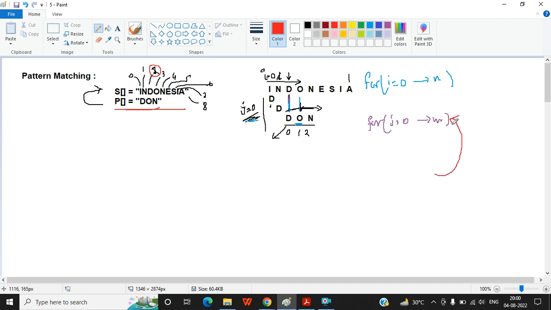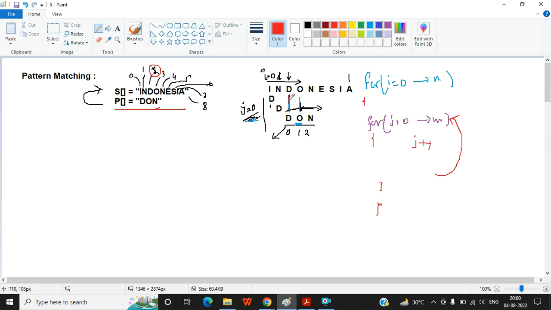This loop will iterate. You have to break the outer loop or what? No, no, no. Why? This outer loop will iterate until we find a match or the string ends. This loop will iterate for this number of times. See, if there is a match, then we will increment j. J will be incremented obviously.